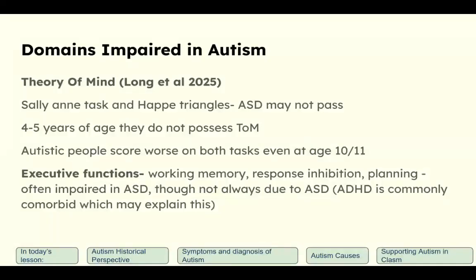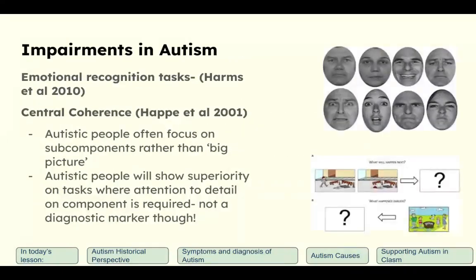People at 4 to 5 years of age do not possess theory of mind, but autistic people would score worse on both tasks, even at age 10 to 11, because they have a delay of theory of mind development and also limited theory of mind development. Executive functions such as working memory, inhibition and planning are also impaired in autism, but are not always due to autism, and indeed ADHD can occur with autism as well, which is more common for the executive functions.